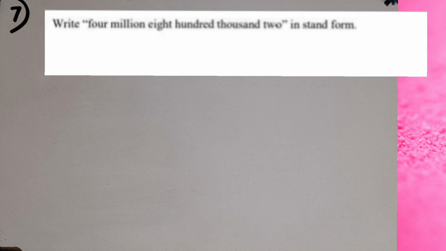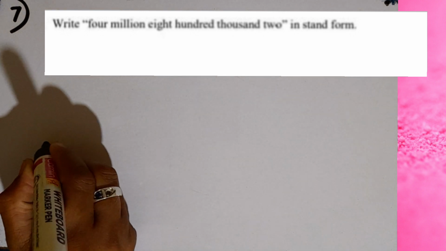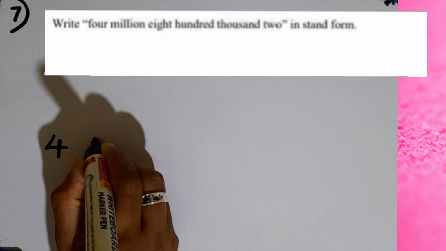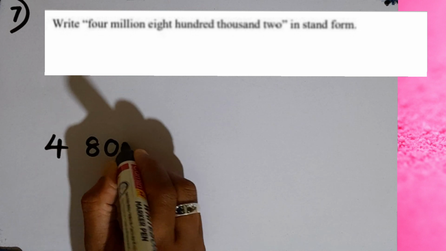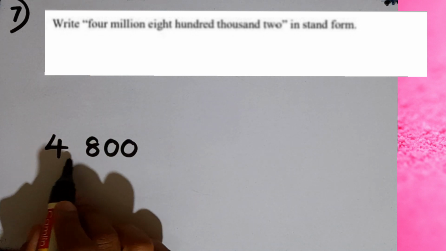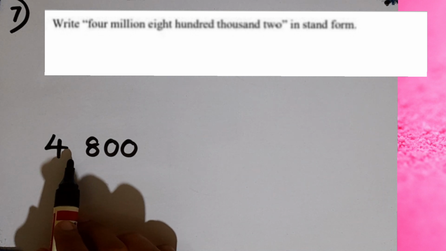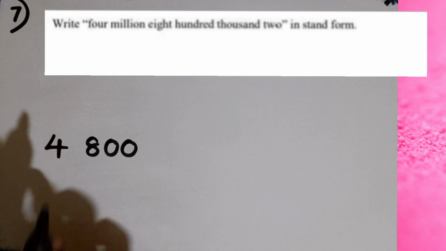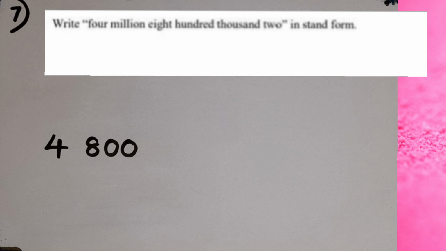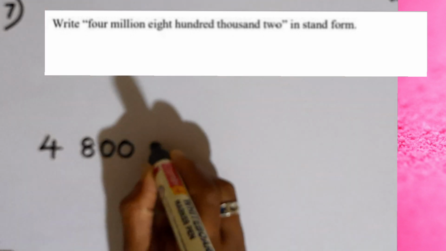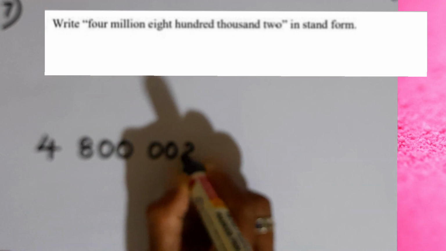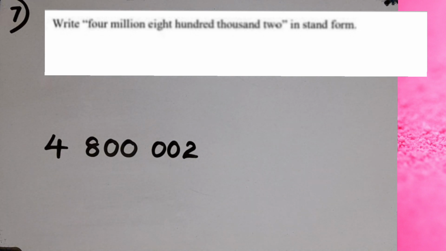Question number 7. Write 4,800,002 in standard form. 4 million, then 800,000. You have to put two zeros here. You have to keep a small gap between each number zone. Then 2, then 002. You have to write like this.